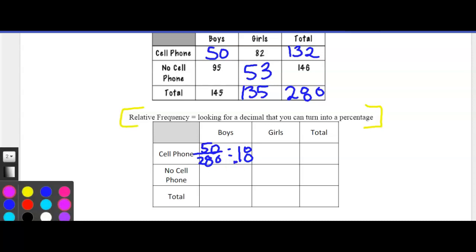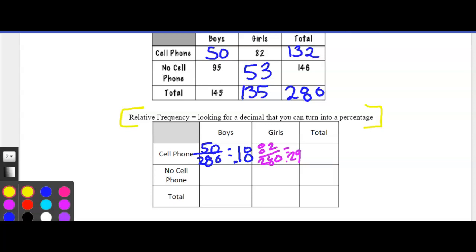Now I'm going to switch colors and do the girl column. The girl column's part is 82. The whole, meaning the whole amount of people, is 280. And if I were to divide that, 82 divided by 280, I would get 0.29, which again would be 29% if we were to make it a percentage.